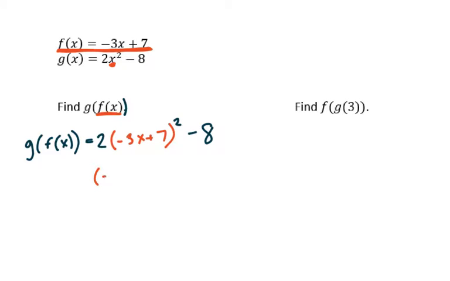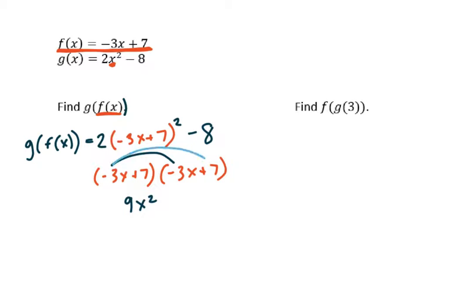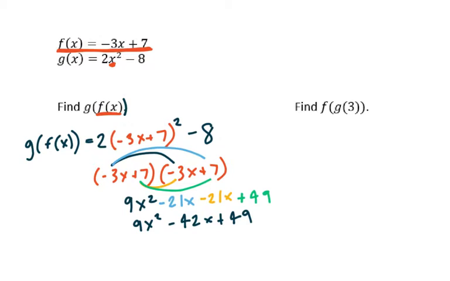So let's take negative 3x plus 7 squared, and that is going to give us negative 3x times negative 3x, which is positive 9x squared, negative 3x times 7, which is negative 21x, 7 times negative 3x, again, negative 21x, and 7 times 7, which will give us 49. So when we simplify this, when we combine our like terms, we're going to get 9x squared minus 42x plus 49. And so that is negative 3x plus 7 squared.